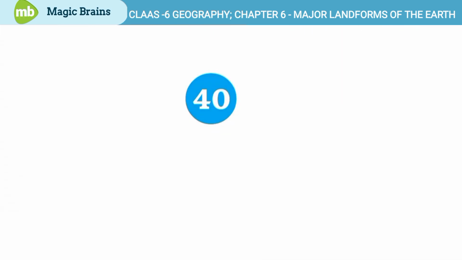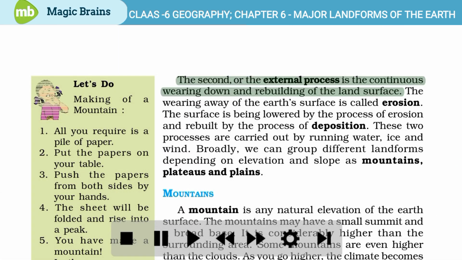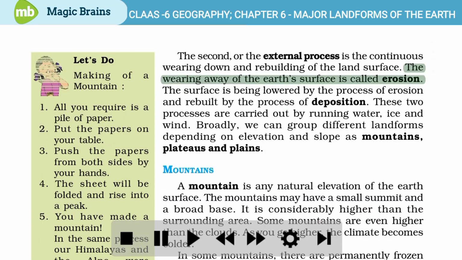Page number 40. The second, or the external processes, is the continuous wearing down and rebuilding of the land surface. The wearing away of the Earth's surface is called erosion. The surface is being lowered by the process of erosion and rebuilt by the process of deposition. These two processes are carried out by running water, ice, and wind.